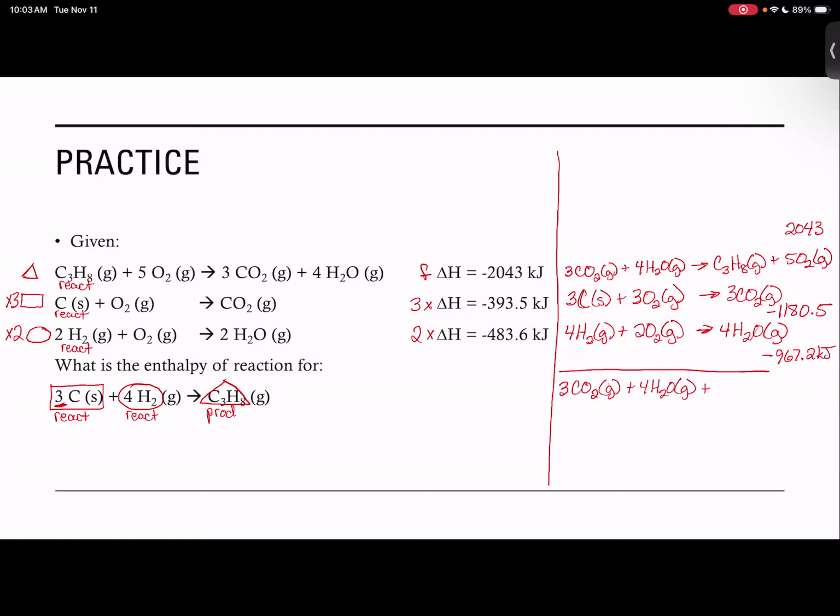I have 3 carbon solid. I have 5 oxygen gas. And I have 4 H2 gas. Going to make the product, I have C3H8 gas plus 5 O2 gas plus 3 CO2 gas plus 4 water gas.